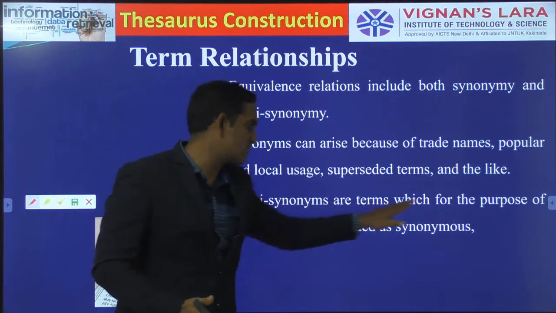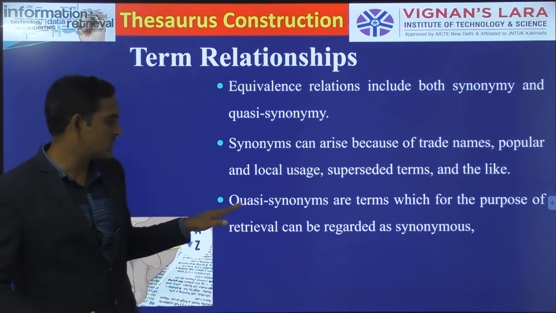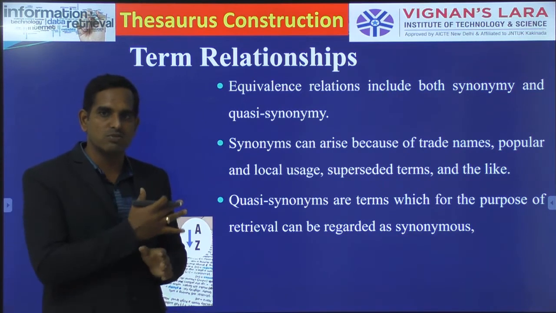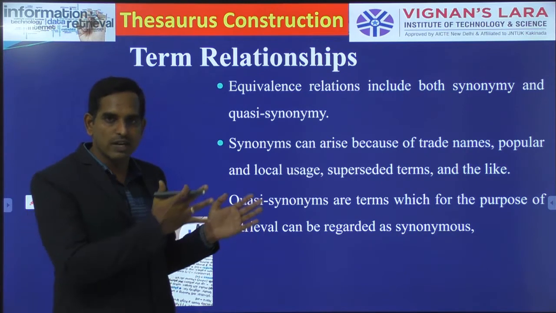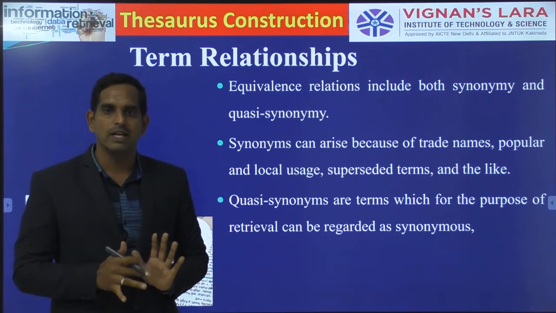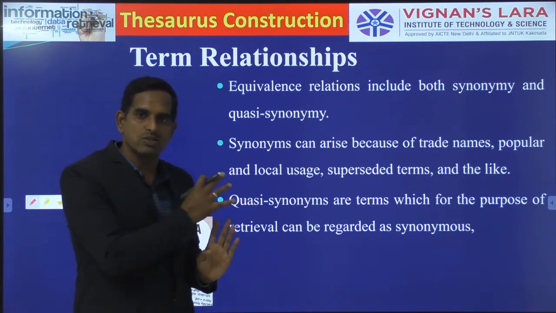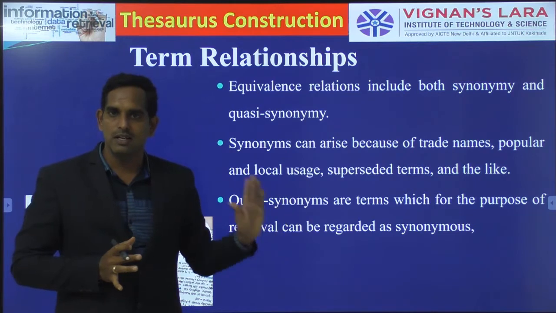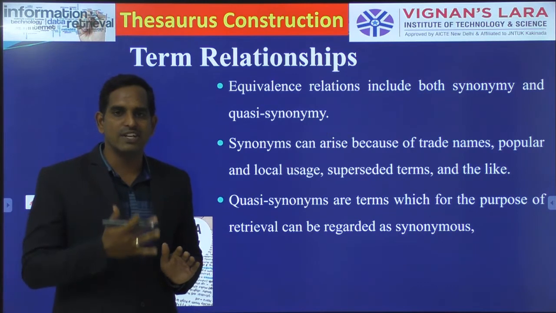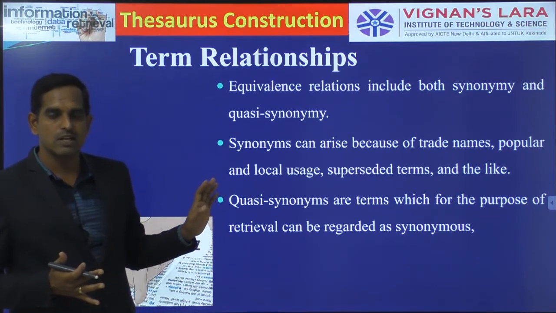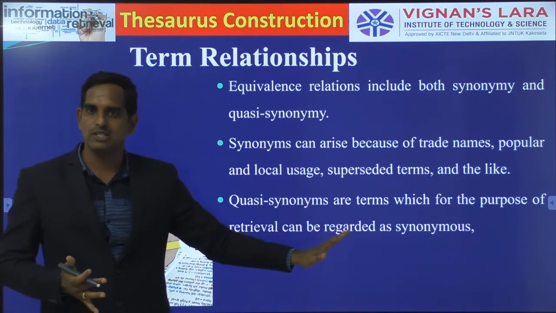Quasi-synonyms are terms which, for the purpose of retrieval, can be regarded as synonyms. Quasi-synonyms are not actually meaningful terms for the same term, but they can be used as synonyms for retrieval purposes only. They will not have the same meaning, but since it is for a retrieval purpose, you can use those terms. Otherwise they are not similar terms, they are only related terms. This is how your equivalence relation can be formed between the terms, by using synonyms and quasi-synonyms.